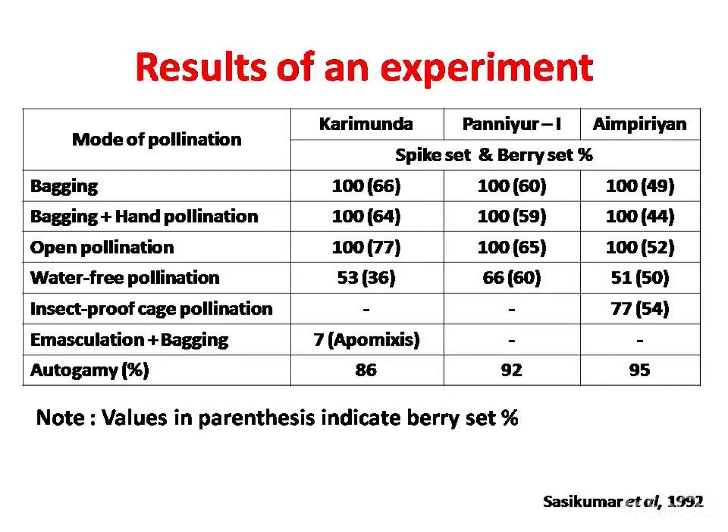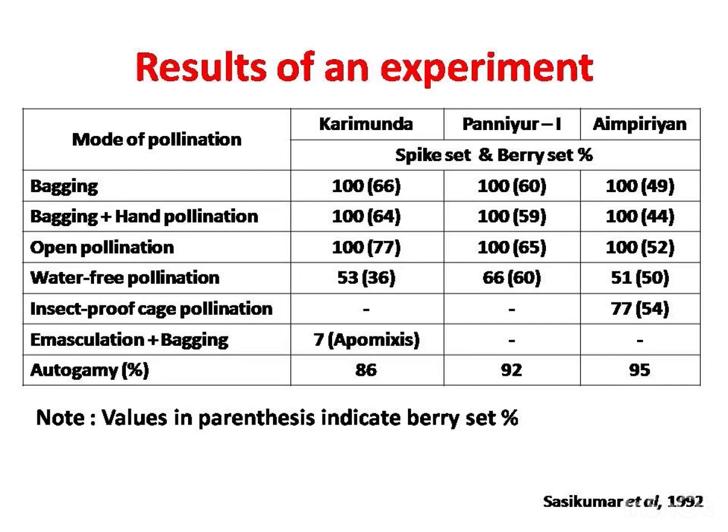Now, to understand the role of rainwater, which is mentioned as hydrophily by several authors, they have also performed water-free pollination. So there was a slight reduction in both spike set and berry set. In case of Karimunda, the berry set was 53. In Panur it is 66%. In Empyrean it is 51% respectively.